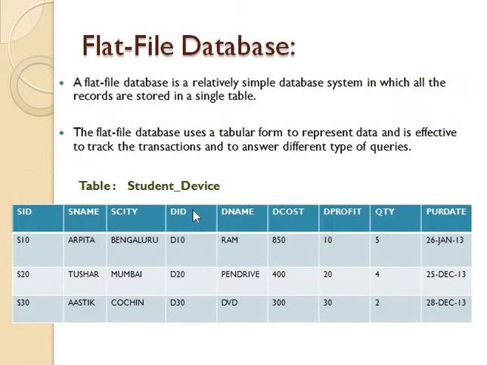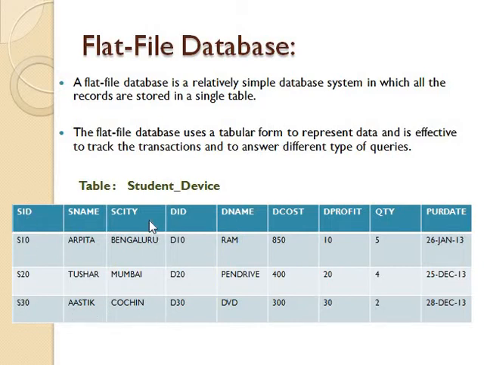So for the device, these are the fields which represent the device. The first one is the device ID or DID. The second one is the device name or DName. Then device cost or DCost, the profit associated with the device or DProfit, QTY or the quantity of device purchased, PUR date or the date of purchase of the device.